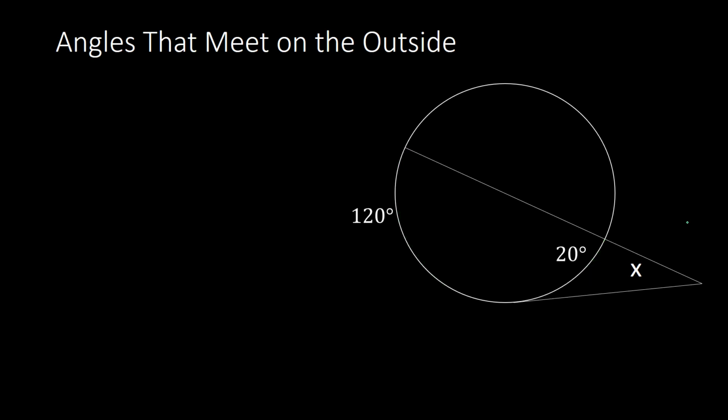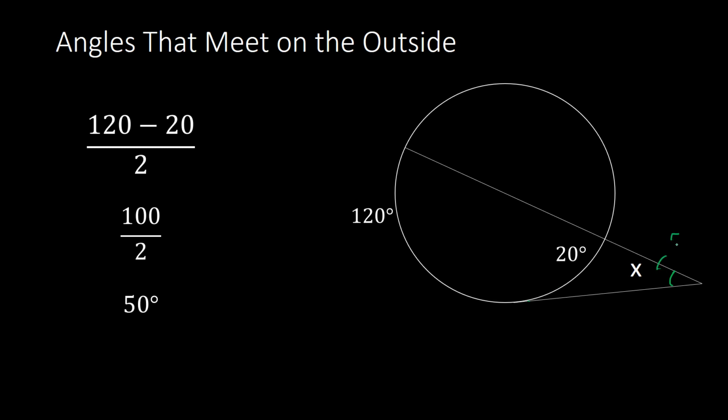Here's another example. And in this case, we have a line that's tangent to the circle as opposed to a secant cutting through. And here, same scenario, the angle is on the outside, and we have an arc that's 120 degrees that was created, and an arc that is 20 degrees that was created. So in this case, because they meet on the outside, to find that angle measure, I can subtract 120 minus 20 and divide by 2. When I do that, I get 100 over 2, which is going to be 50. So the measure of angle x would be 50 degrees.